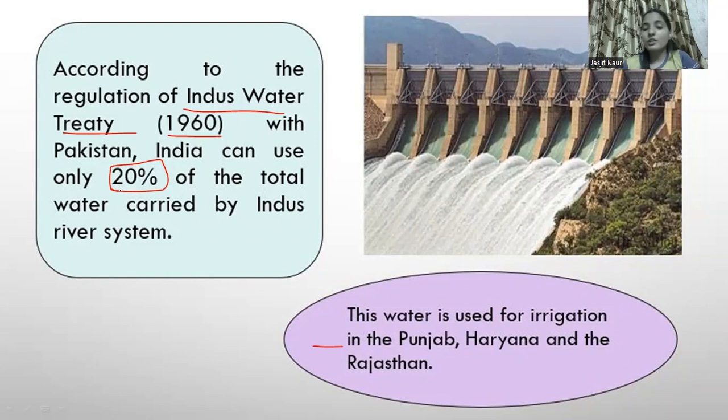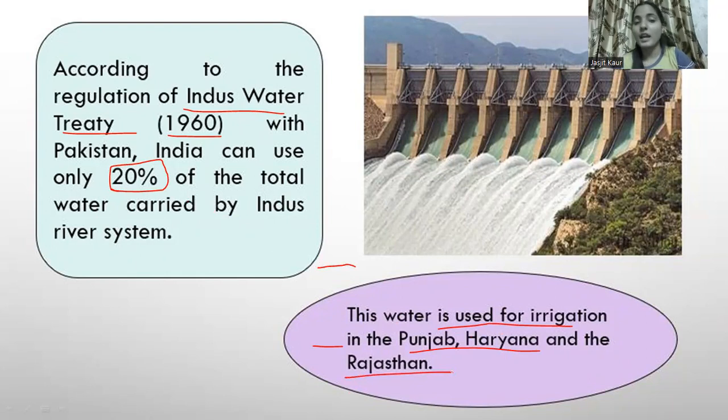This water is used for irrigation in Punjab, Rajasthan and Haryana. So the water of this river is being used for irrigation purposes in Punjab, Haryana and Rajasthan. These are the different features of the Indus River, and you have to keep in mind what the features of the Indus River are and what treaty was signed between India and Pakistan related to it.